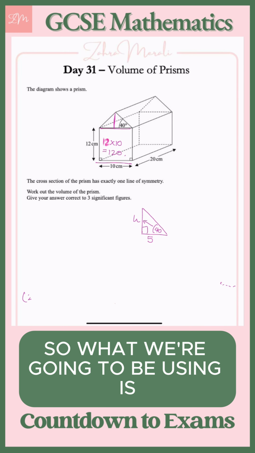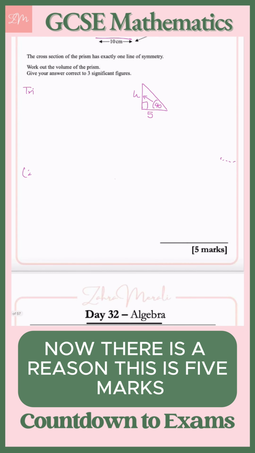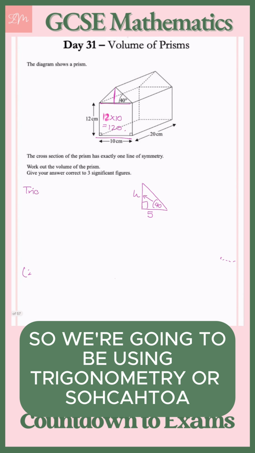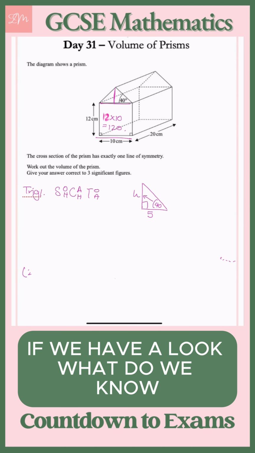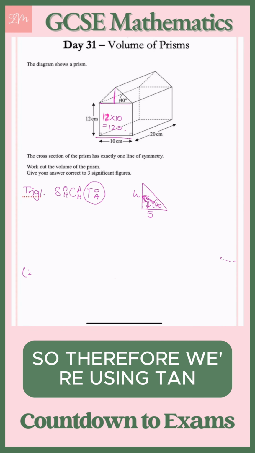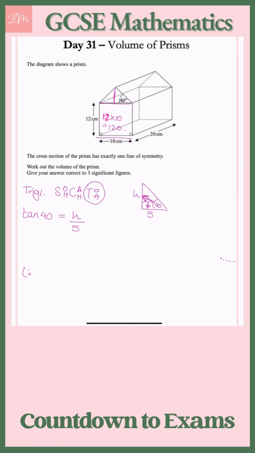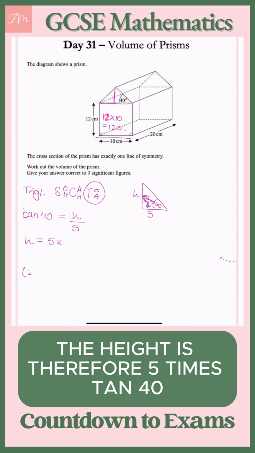So what we're going to be using is trigonometry. Now there is a reason this is 5 marks. So we're going to be using trig or SOHCAHTOA. If we have a look, what do we know? We know opposite is h and adjacent is 5. So therefore we're using tan. So we have tan 40 equals opposite over adjacent. The height is therefore 5 times tan 40.